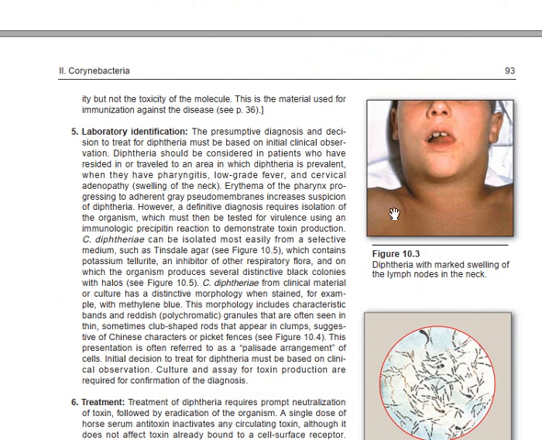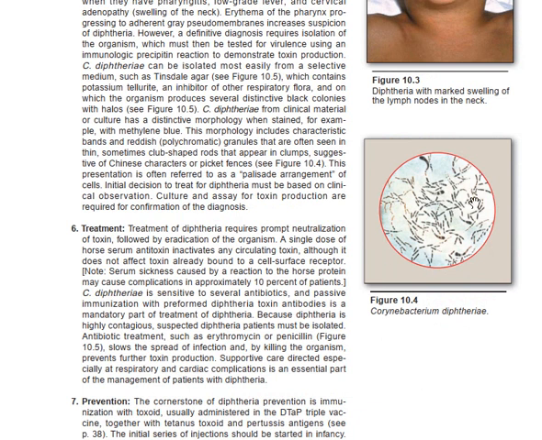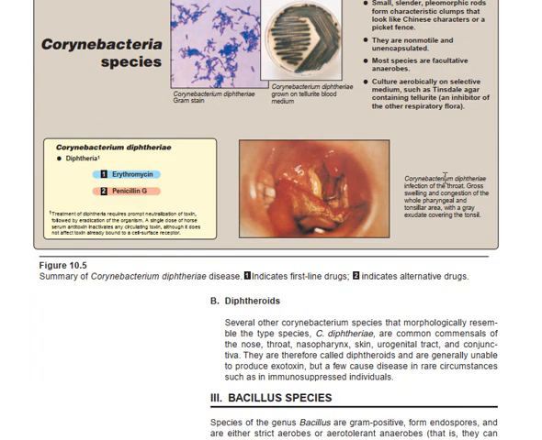This is an example of diphtheria, with marked swelling of the lymph nodes. You can see the cervical lymph nodes here, and if you open the mouth of this child, you will visualize a membrane at the level of the tonsils and pharynx. That shows diphtheria. To make a diagnosis, you can swab the membrane and you will see Corynebacterium diphtheriae. They are rod shaped, gram-positive, and exist in chains, as you can see here.